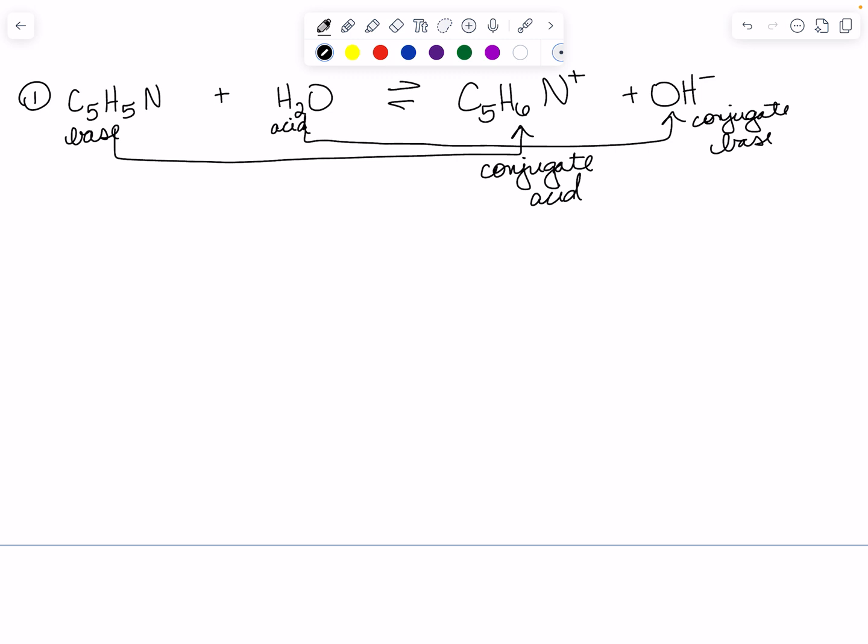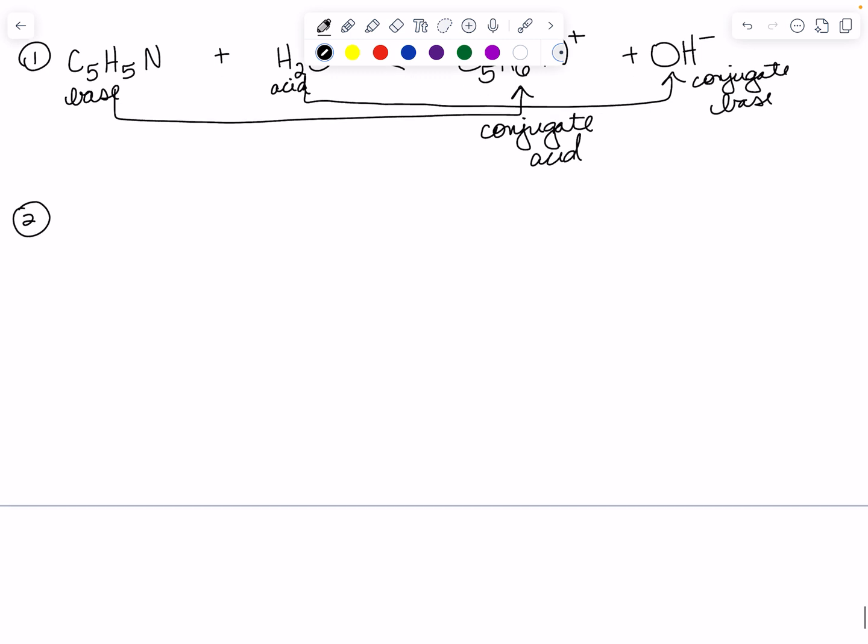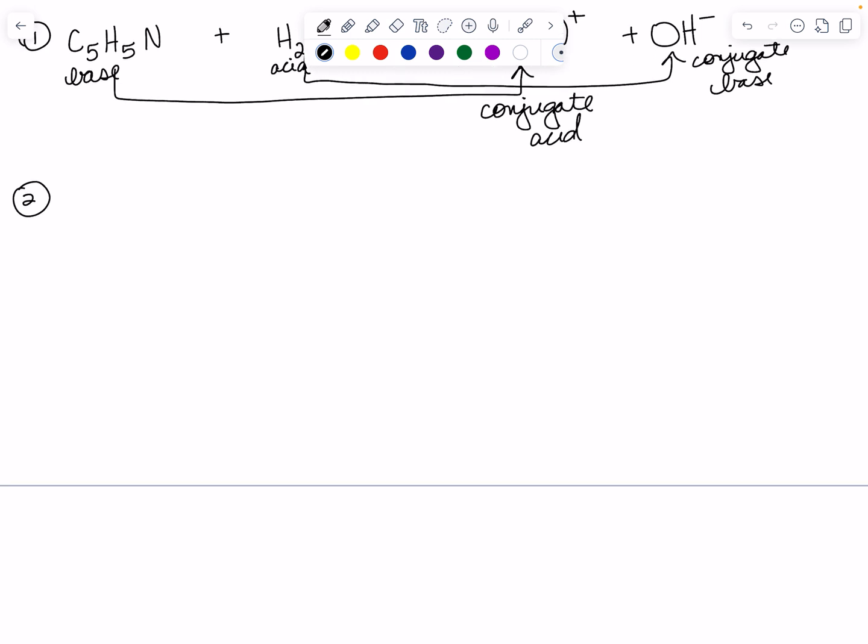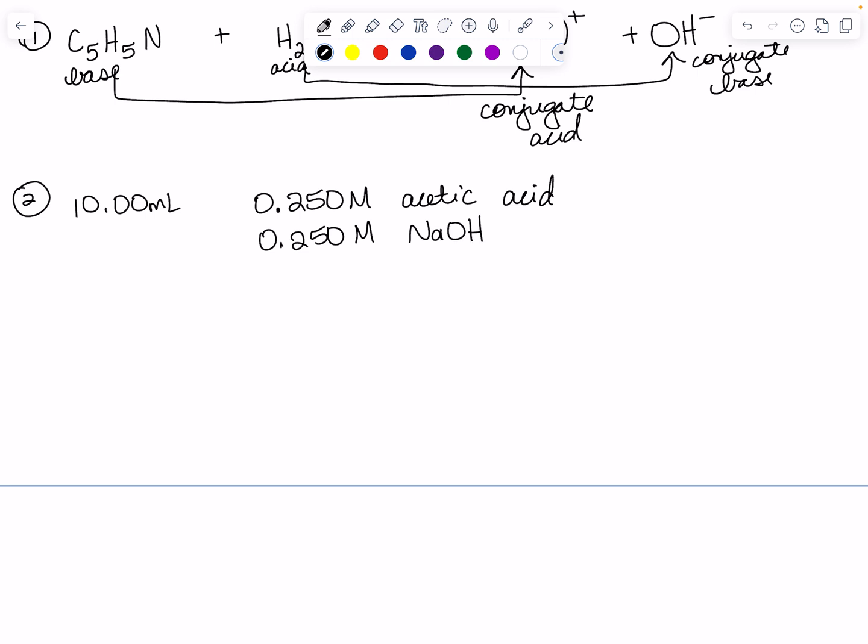All right, number 2. Number 2 is a titration problem. What we have is 10 milliliters of 0.250 molar acetic acid. And we are titrating that with 0.250 molar sodium hydroxide. So what we've got is a weak acid and a strong base. Since it's a weak acid, we will need the Ka of the acid, which was on your Ka table. And it's 1.8 times 10 to the minus 5.